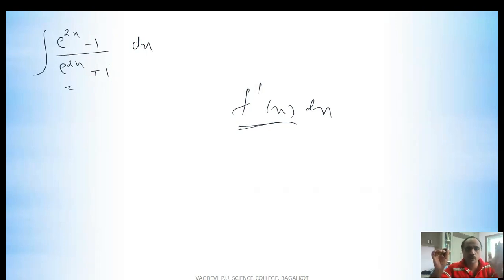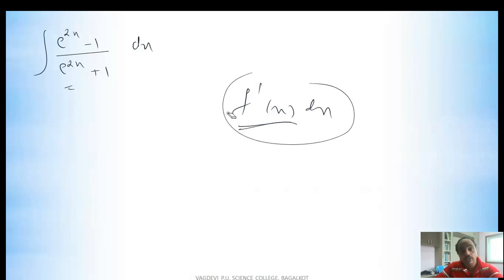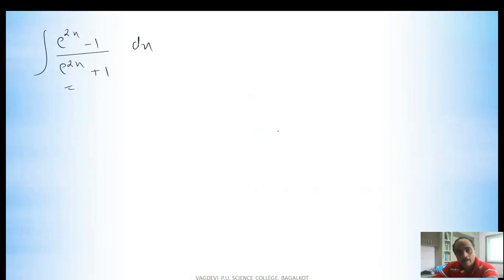It is e to the power 2x minus 1 into dx that is there. You must have f dash x into dx. Then only that f of x can be substituted as t. So e to the power 2x you cannot take as t because its derivative is e to the power 2x into dx, and that is not there. So this is a typical question. It's there in the model paper.